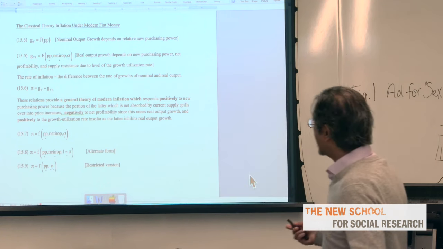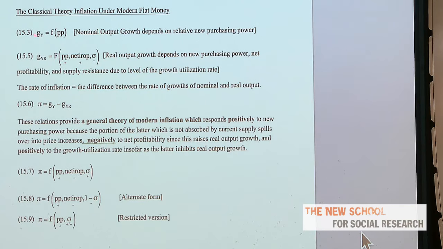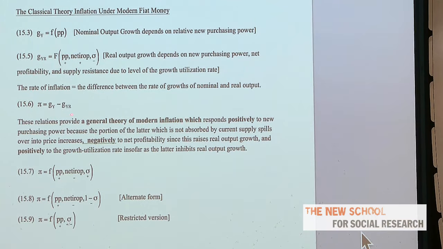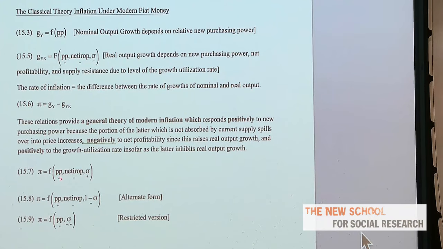Now, if you have this relationship, then from the identity that inflation is by definition the difference between nominal output growth and real output growth, you have a theory of inflation. The theory will be that purchasing power has a positive impact, and the net rate of profit has a negative impact, because it has a positive impact on the growth rate of real output, so it has a negative impact on inflation.